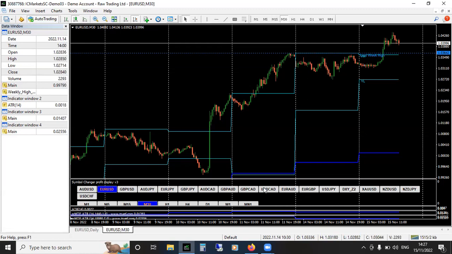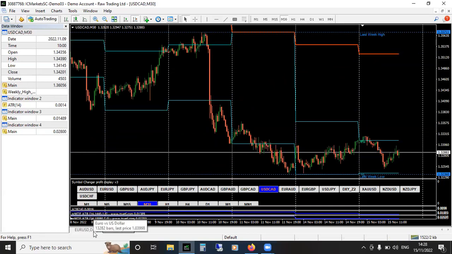Same thing on UCAD. On USD CAD, we had a wonderful trade. We had a good trade on the 10th. So where's my fibs?